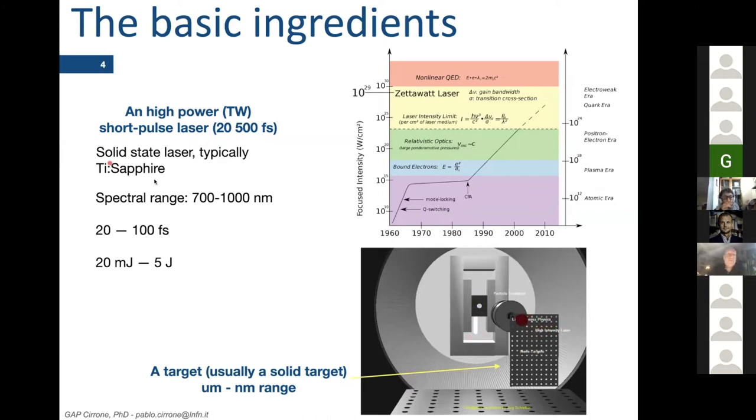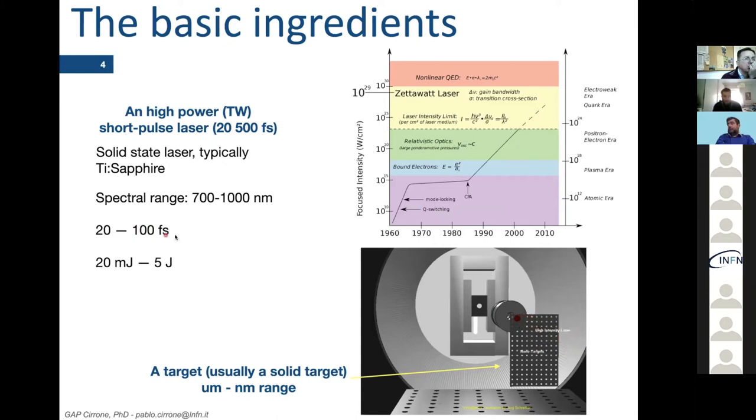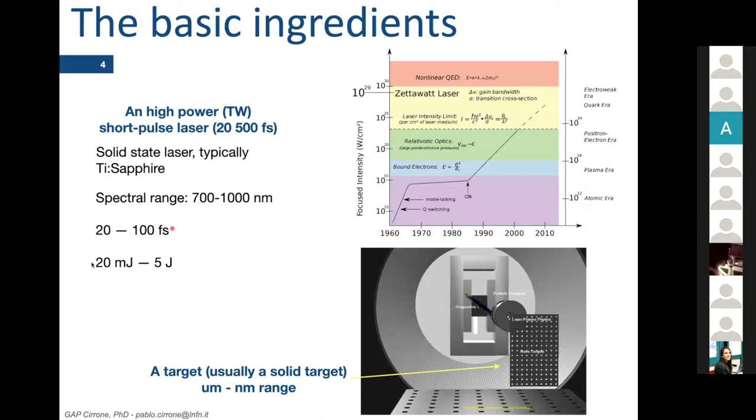So this beam has a spectral range around 1,000 nanometers. Here there is the temporal duration of the pulse, between 20 and, here I write 500, 500 femtoseconds. It's more correct to extend it a little bit. And the total energy of the beam is usually between 10 or 20 millijoules, up to 1 joule. Well, so this is the main ingredient, a laser.